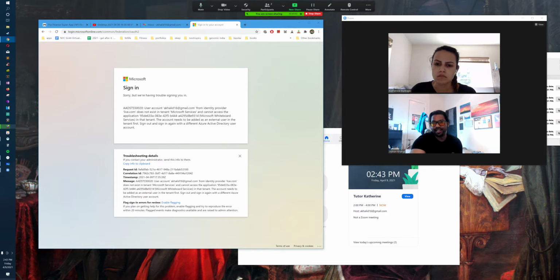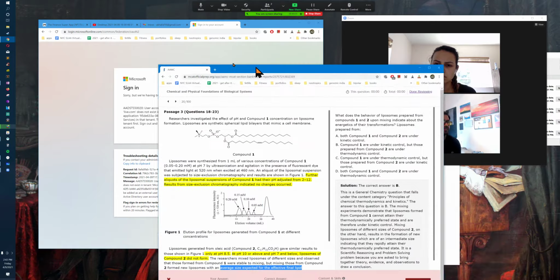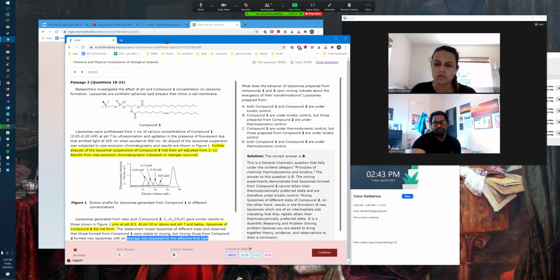And this is kind of like that. So a new liposome is formed with that kind of size. Is it C? That's what I put also. But it's B.